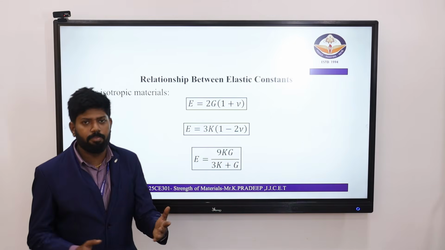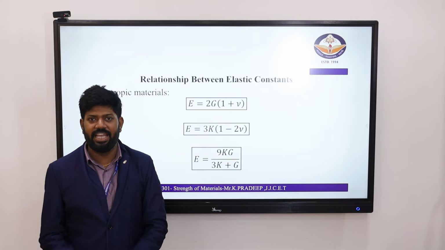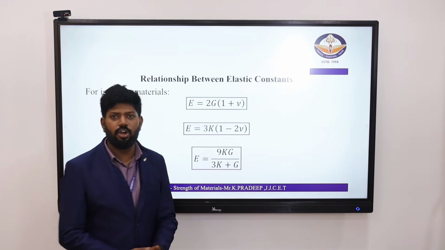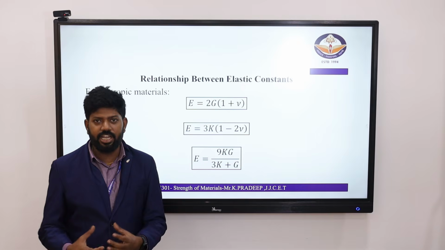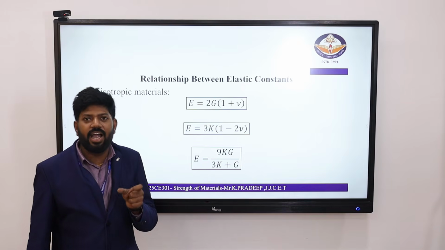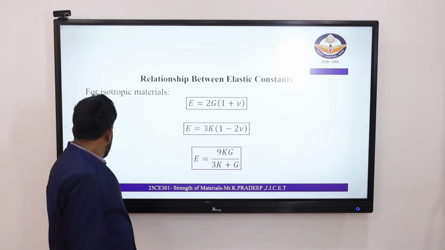From an examination point of view, you may get a question: the Young's modulus value of a material is 2 into 10 to the power of 5, and the Poisson's ratio is 1 by 3. Calculate the bulk modulus and rigidity modulus. If you get a question like this, using these relationships, you can find the value. In the GATE exams also, you may get one question from this.